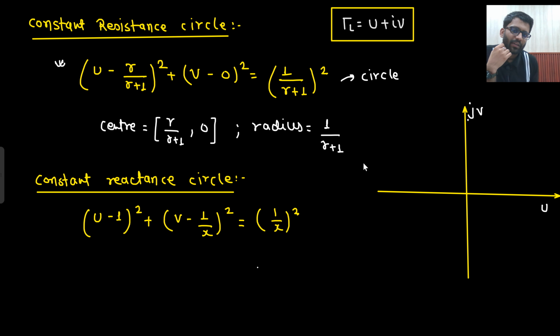Do you agree to this point? For this particular plane, which plane is that? UV plane, or what I can say, gamma plane. What was your Z? Z was X plus iota Y. This was your complex number.